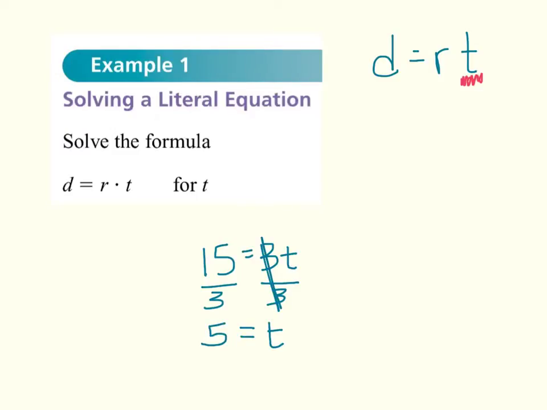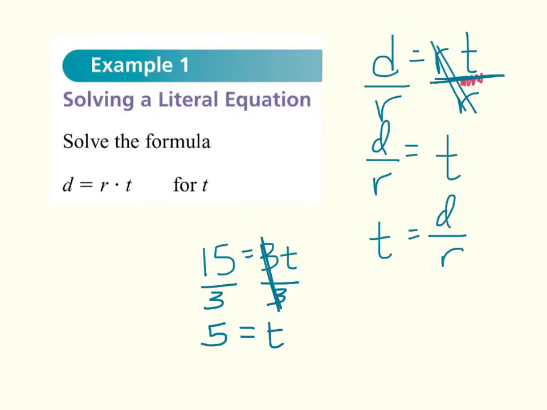Now over here, what we have different is that D and R are also variables. So we're trying to isolate that T, so we're going to undo the value that's actually the coefficient of T, or whatever is multiplying T. So what we're going to do is divide both sides right here by R. And this R is going to cancel, and we're going to get T by itself equals D over R, and we're going to use our symmetric property to present our answer, T equals D divided by R.